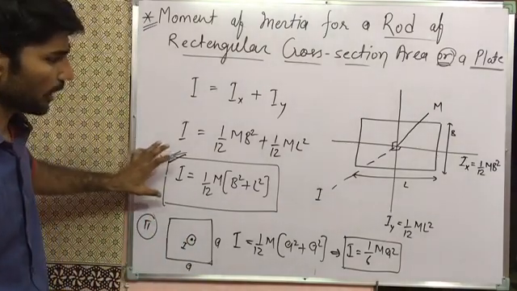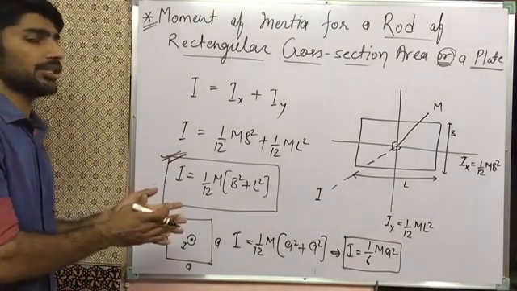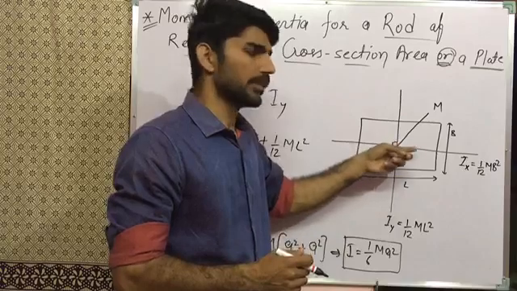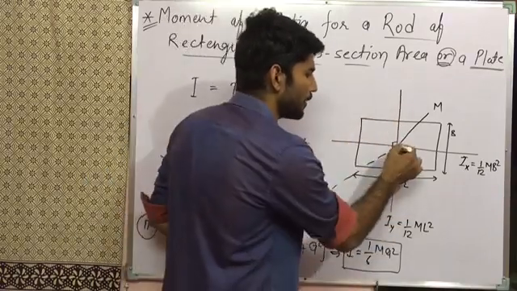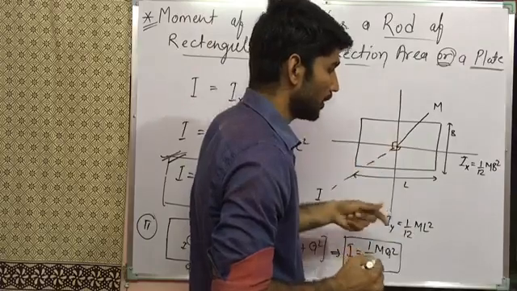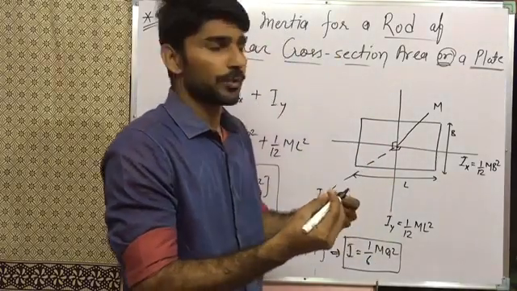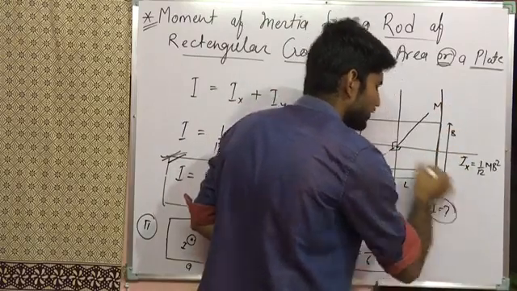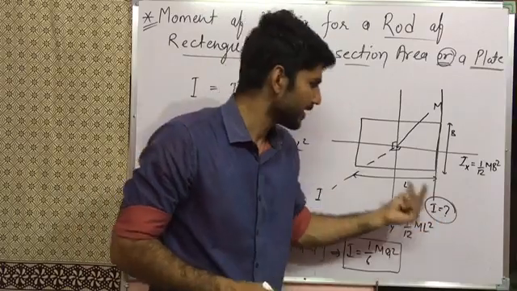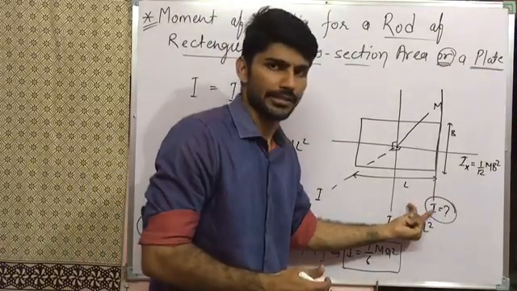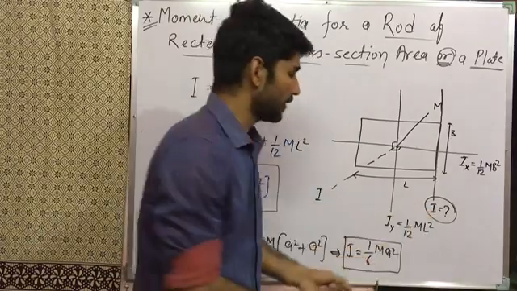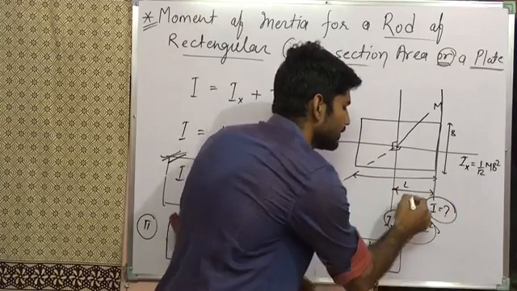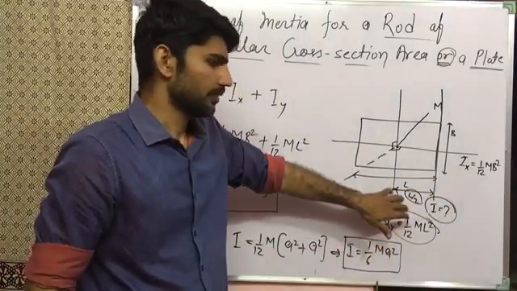And from these two formulas we can derive the moment of inertia about different axes. Suppose you know the moment of inertia about this axis, you know the moment of inertia about this axis, and the axis perpendicular to the plate. But suppose you are asked to determine the moment of inertia about this axis, then you can use the parallel axis theorem, with the parallel axis here, and the distance between the two parallel axes is L/2. So you can use the parallel axis theorem.